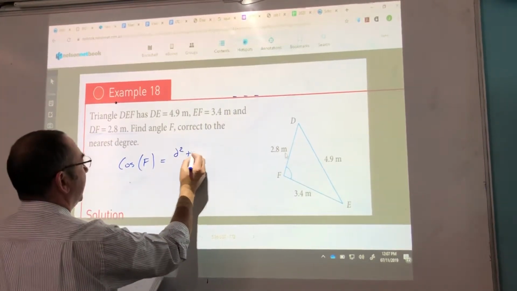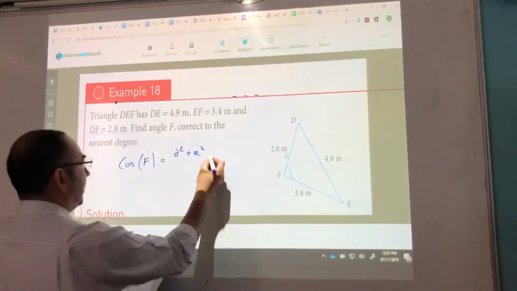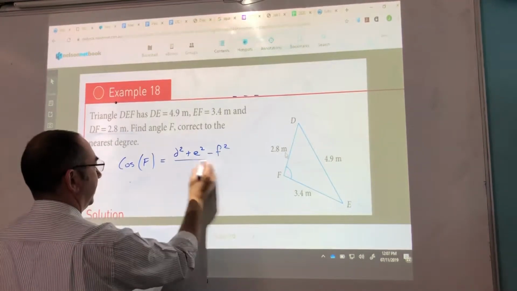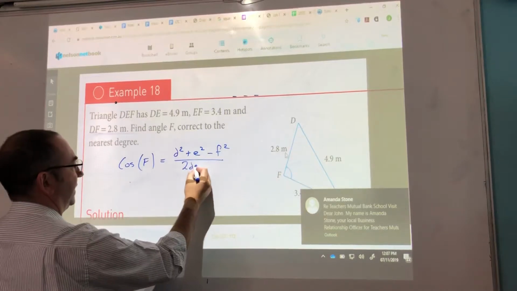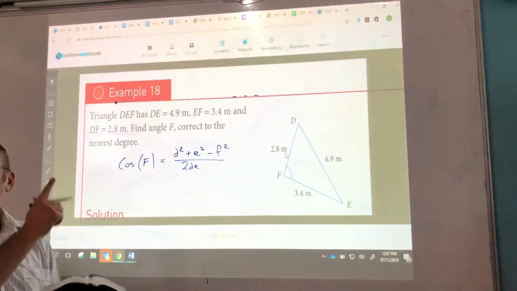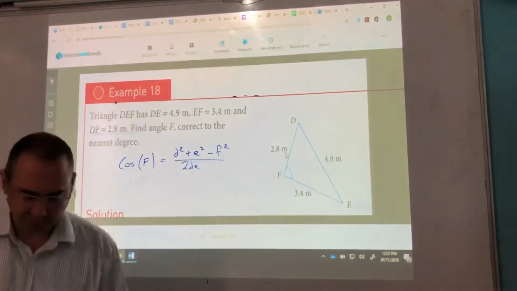d squared plus e squared, so that's the other 2 sides, minus f squared, all over 2de. Okay? That's the bit that's going to be tricky. So again, cheat sheet and just careful thought.